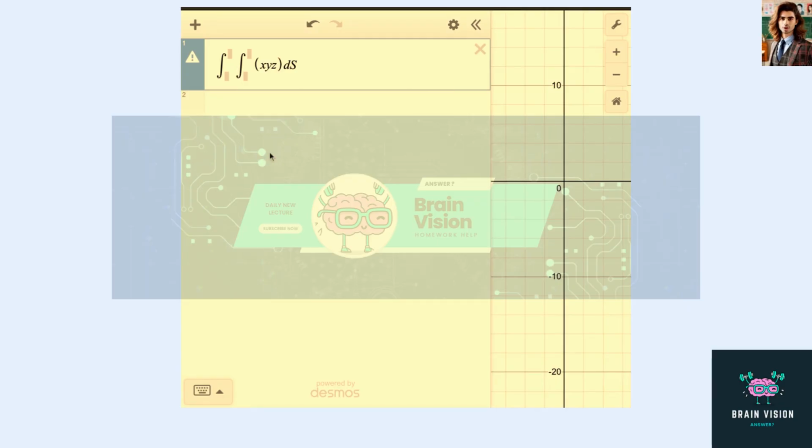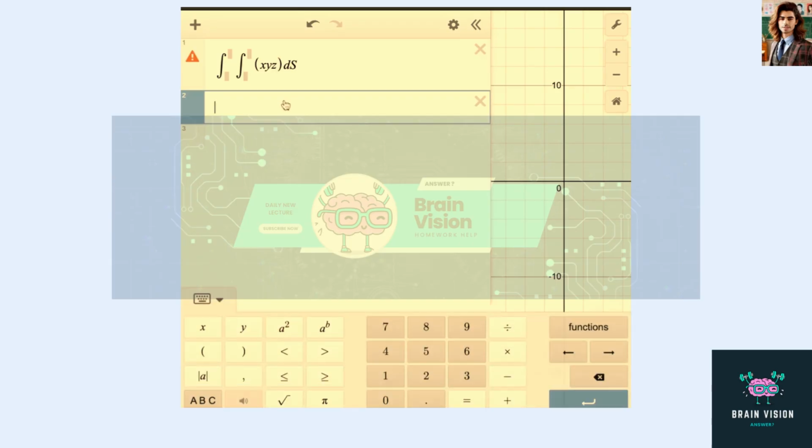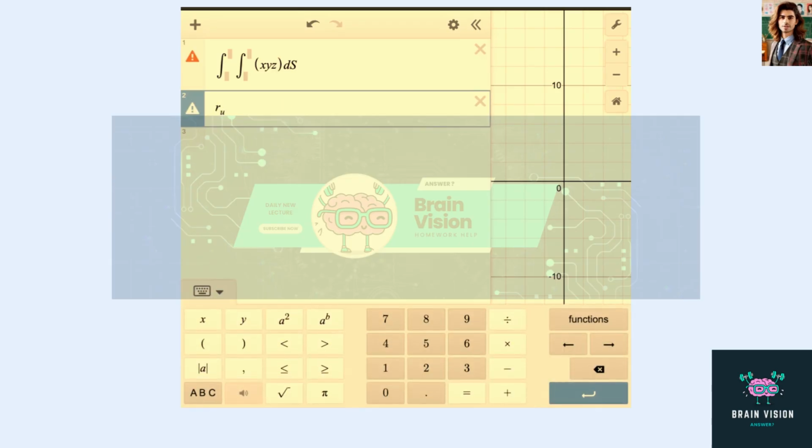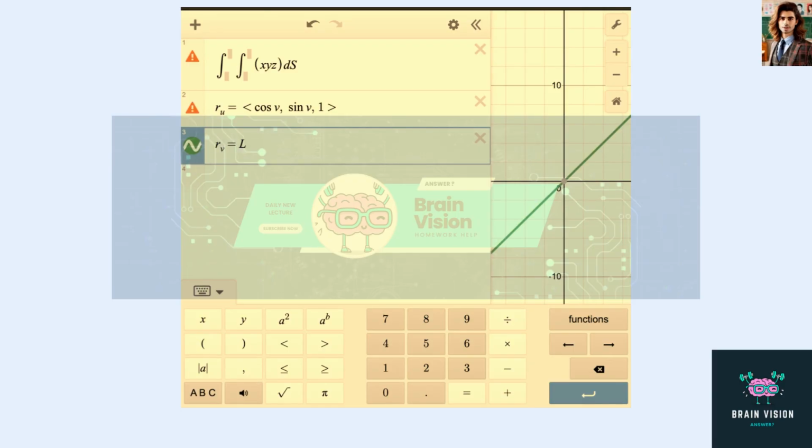So based on that, we see that ru is going to be equal to a vector. It'll be cosine v, sine v, 1. And then rv is going to be another vector, which will be a negative u sine v, u cosine v, and 0.